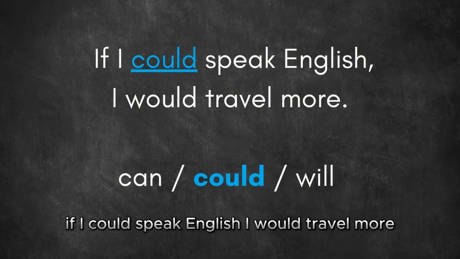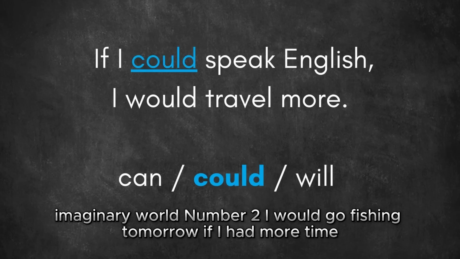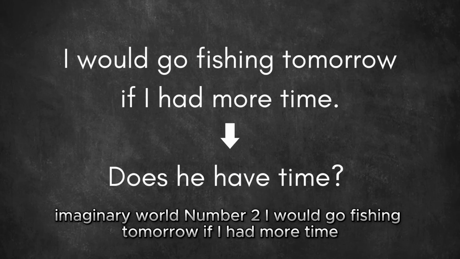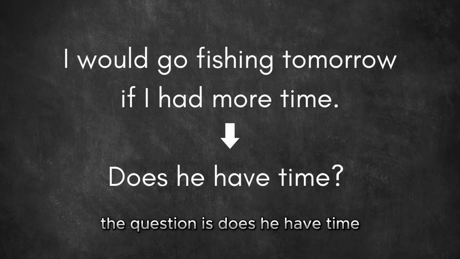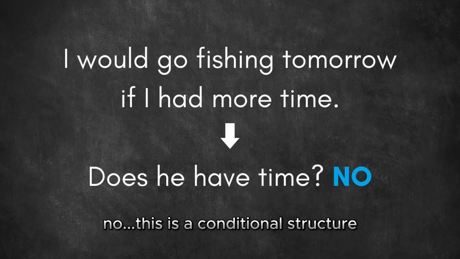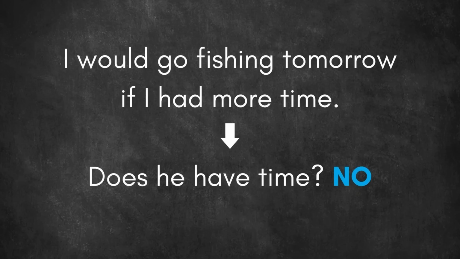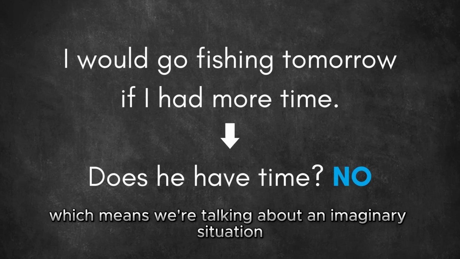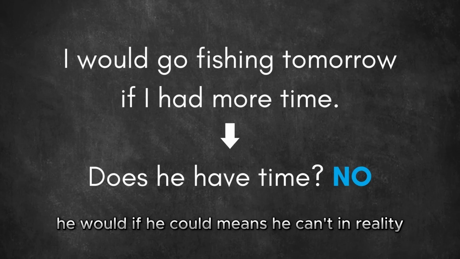If I could speak English, I would travel more. This is conditional, imaginary world. Number 2, I would go fishing tomorrow if I had more time. The question is, does he have time? No, this is a conditional structure, which means we're talking about an imaginary situation. He would if he could means he can't in reality.